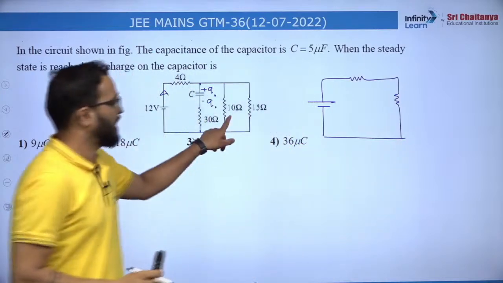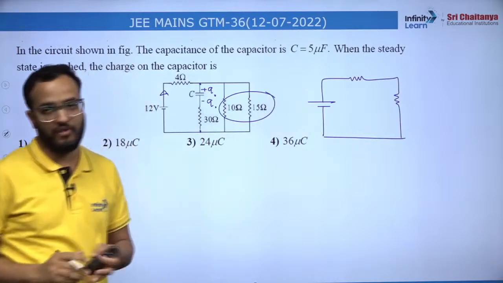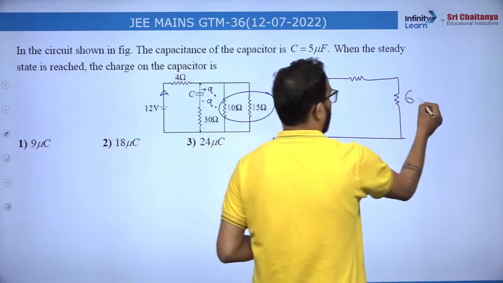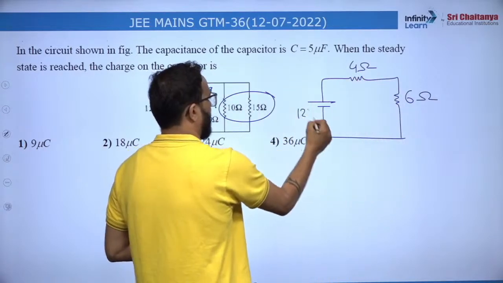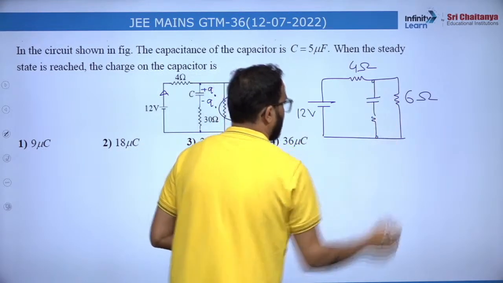Now what is this? 10 and 15. What is the equivalent of these two parallel combination? 1 by 10 plus 1 by 15? It is, I guess, 6 ohms, right? So this will be 6 ohms. This will be 4 ohms, this is 12 volts, and this is where the capacitor is, right?